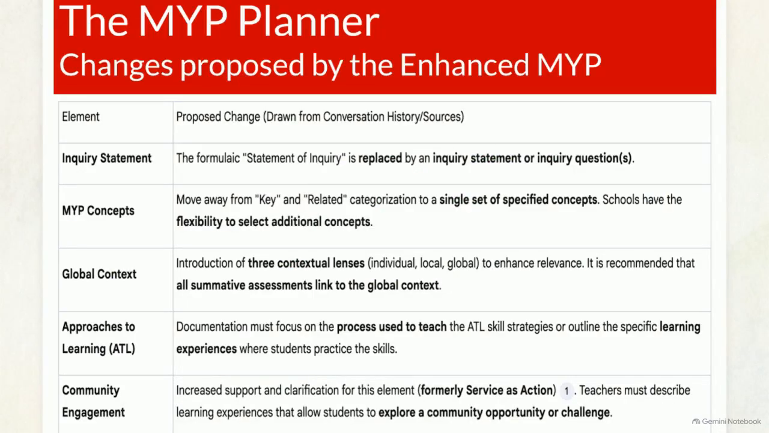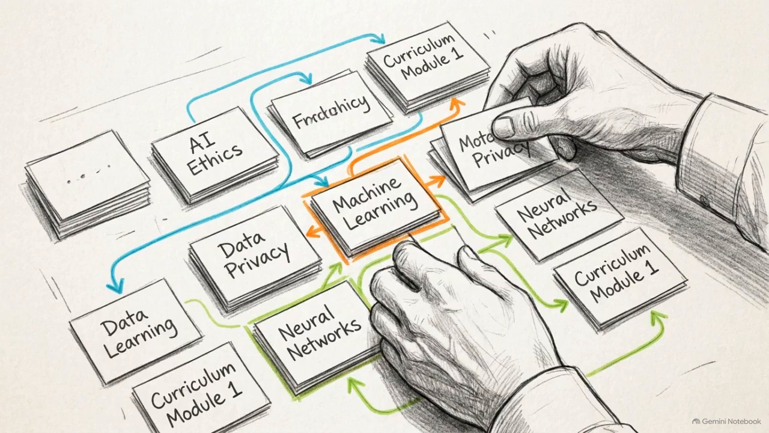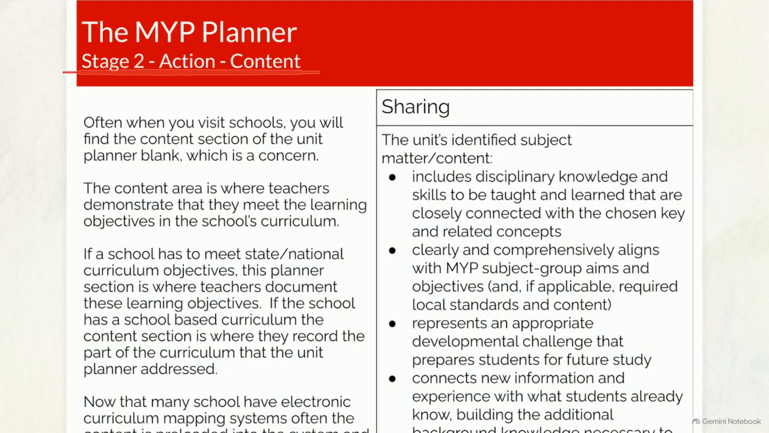This chart details the simplification of MYP concepts. The strict segregation of key and related buckets is gone, replaced by a single set of specified concepts. Schools now have explicit freedom to select additional concepts tailored to their unique curriculum needs. These updated contextual lenses and unified concepts provide modular tools to build relevance, removing the need to force ingredients together just to satisfy a template. Moving into Stage 2, action.